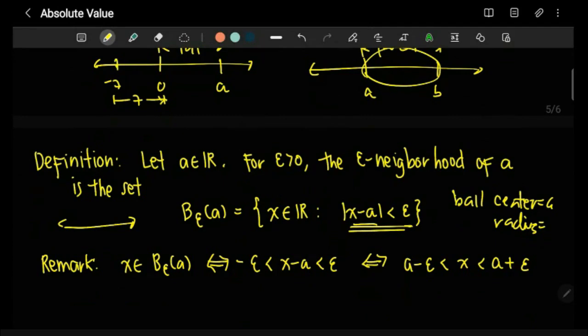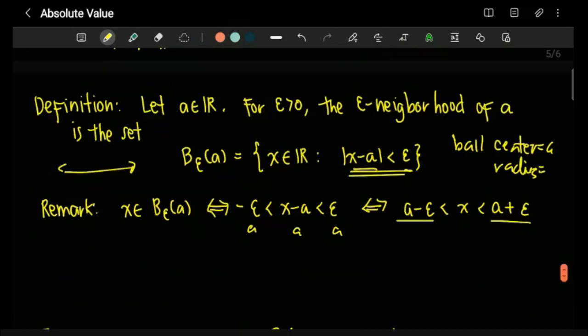Now, mathematically speaking, if x is in the ball, then of course, that means that this inequality is true. But from our theorem a while ago, theorem number 2, this is the same as the absolute value being sandwiched between epsilon and negative epsilon. Okay? By adding a to both sides, you have a minus epsilon and a plus epsilon. So how do you visualize this ball?